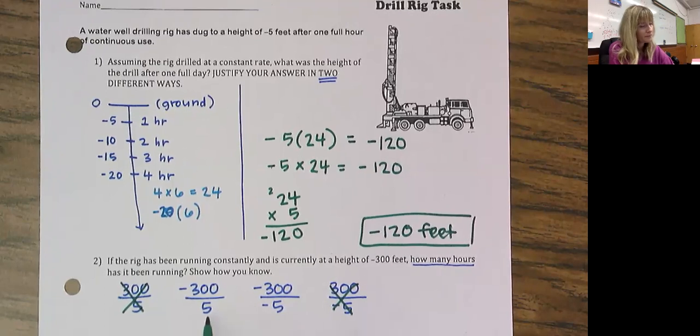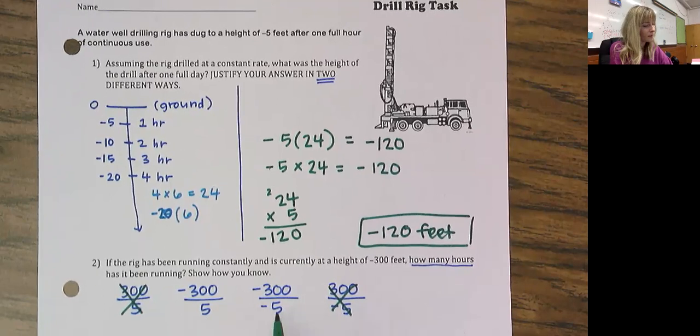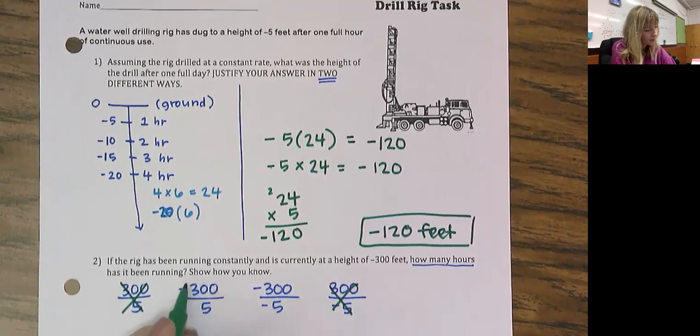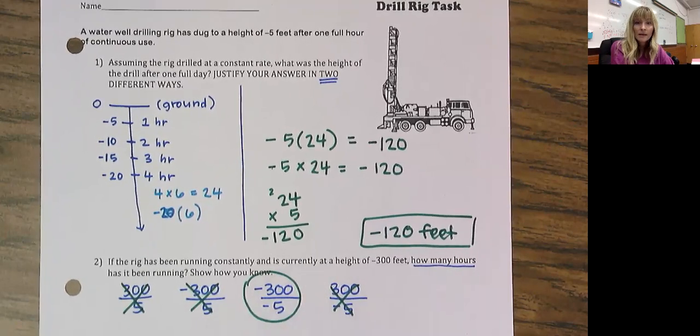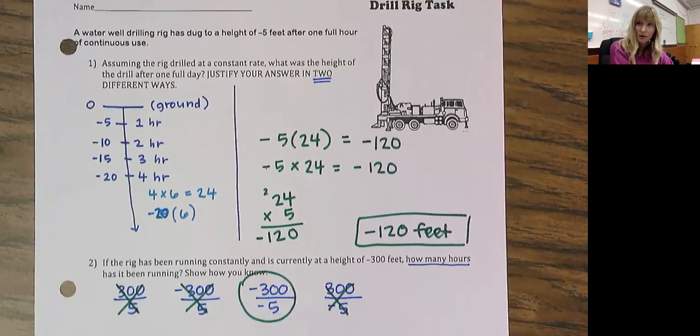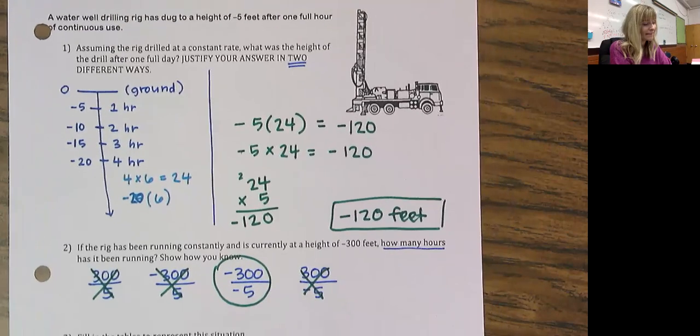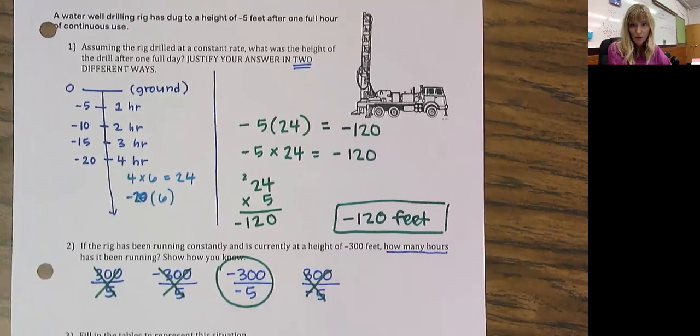Are we dividing by 5 feet, or are we dividing by negative 5 feet? This is drilling into the earth. That 5 is still negative, so guess what, you guys? This is the correct division problem. Now, perhaps the more important question for today is, what is the answer to that division problem?